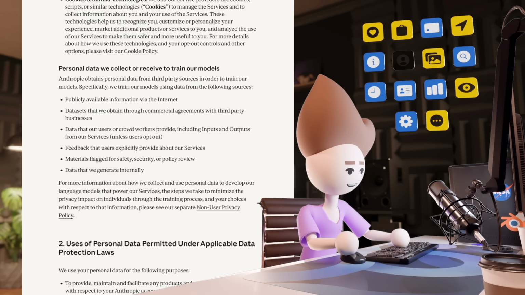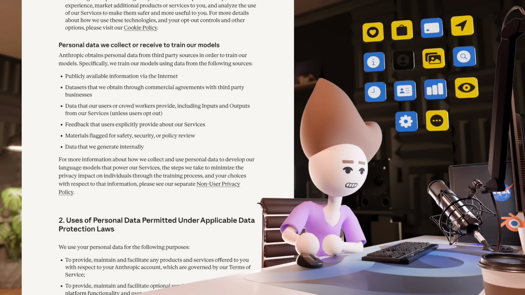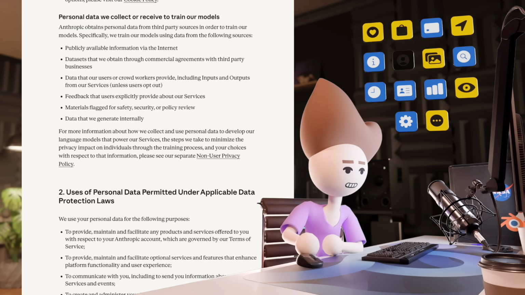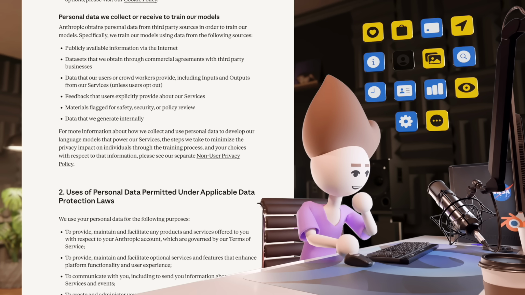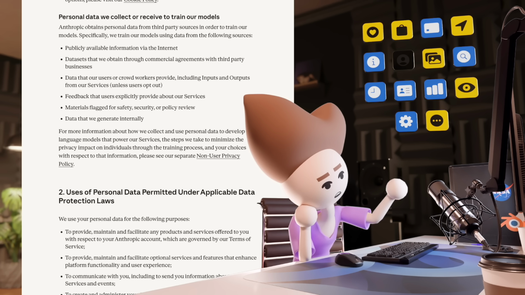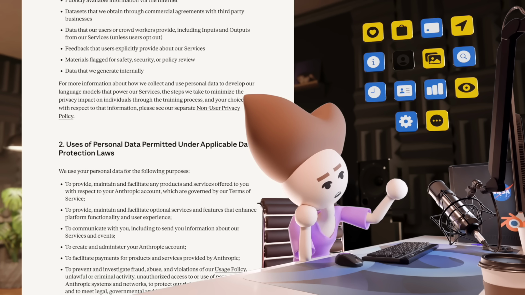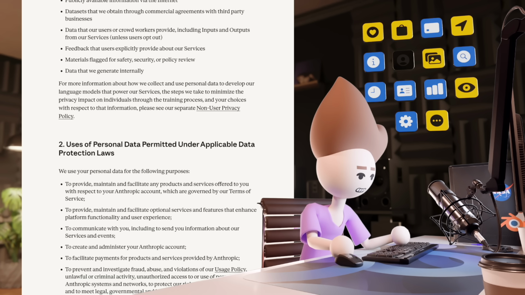Feedback that users explicitly provide about our services, materials flagged for safety, security, or policy review, and data that we generate internally. For more information about how we collect and use personal data to develop our language models that power our services, the steps we take to minimize privacy impact on individuals through our training process, and your choices with respect to that information, please see our separate non-user privacy policy. 2. Uses of personal data permitted under applicable data protection laws. Remember, this section is pretty much a plea for why they really want this data.